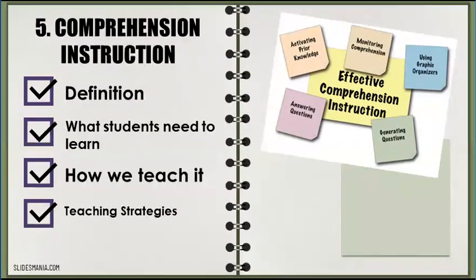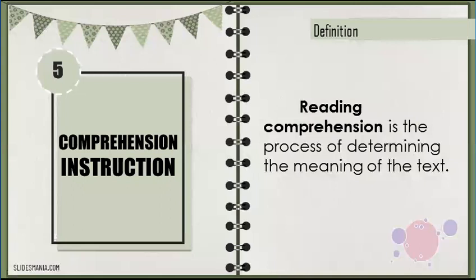So the last reading component that we're going to discuss is the comprehension instruction. Now let's define reading comprehension. It is the process of determining the meaning of the text. So this is an interactive process between the student and the written content. Students comprehend meaning more easily when they can link it to something they know. Reading comprehension is the ultimate goal of all reading instruction.